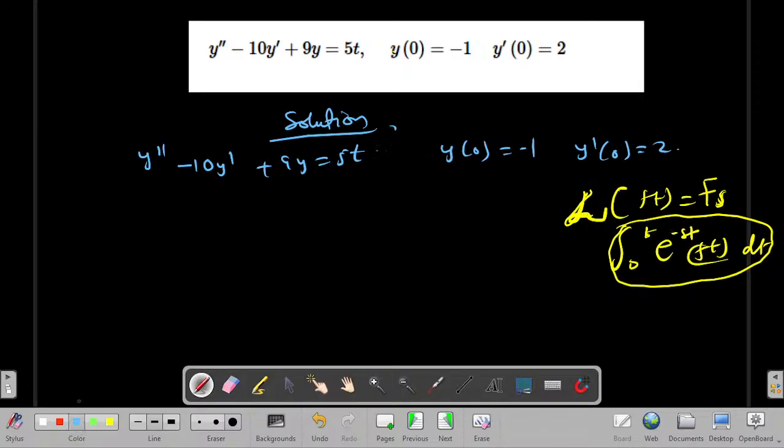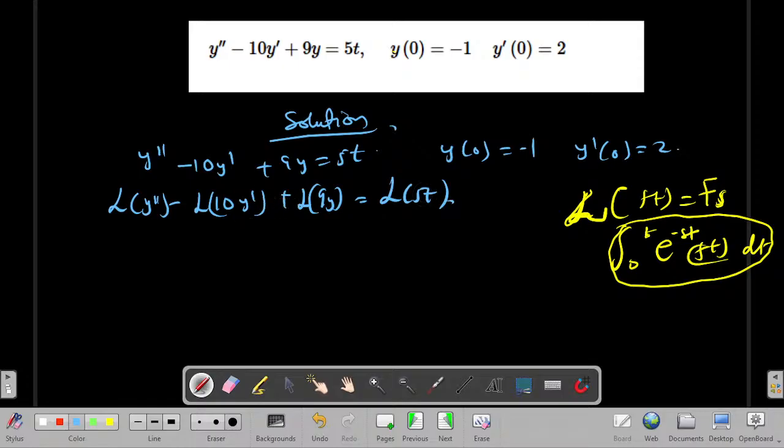To solve this problem, I'll take Laplace of each component. So Laplace of y double prime minus Laplace of 10y prime plus Laplace of 9y is equal to Laplace of 5t. This is the first step.